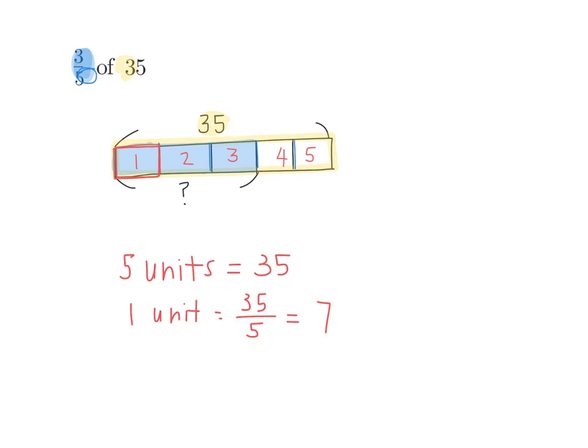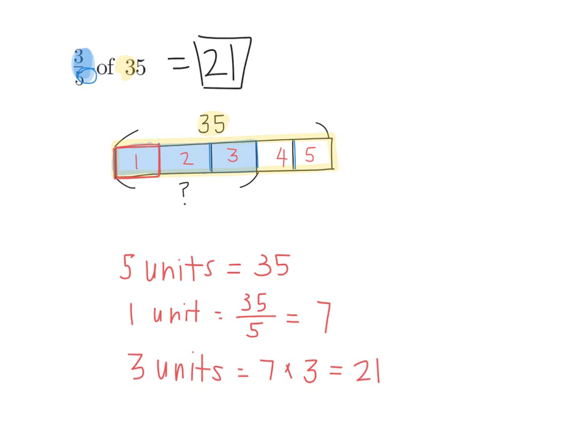So if 1 unit is 7, how much is 3 units? Because we're trying to find 3/5. 3 units will equal 7 times 3, or 21. So what is 3/5 of 35? 21. See how we can use a tape diagram to help us figure it out?